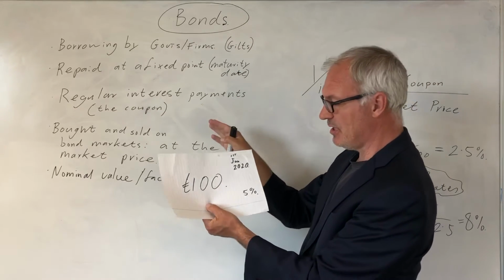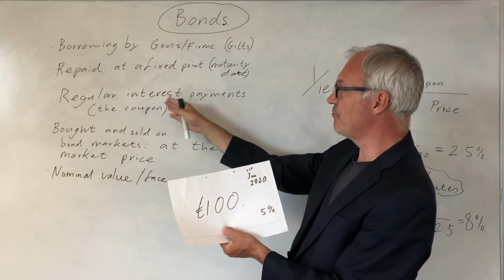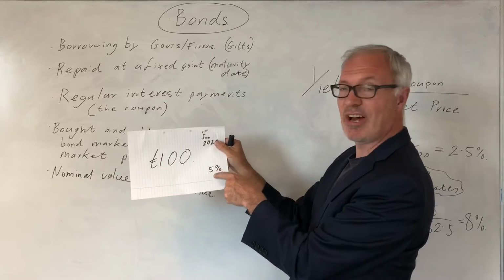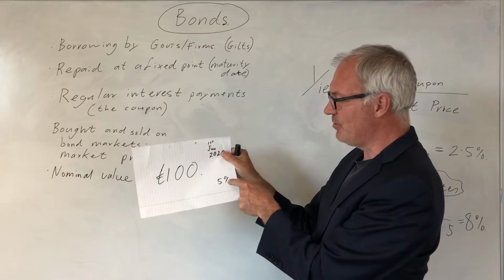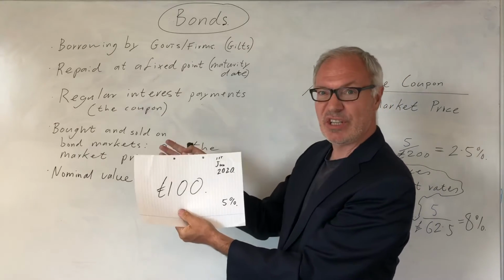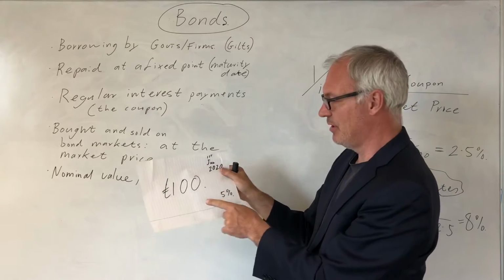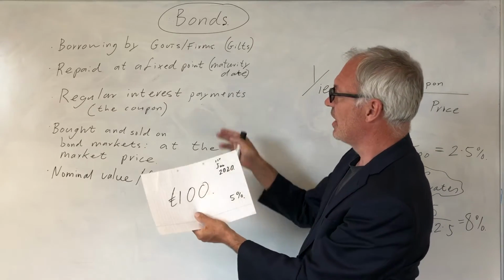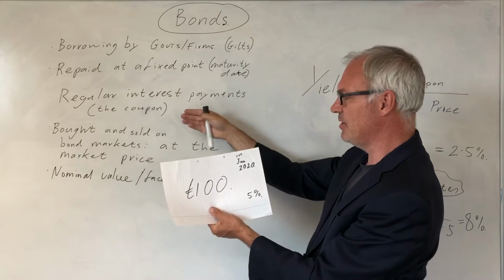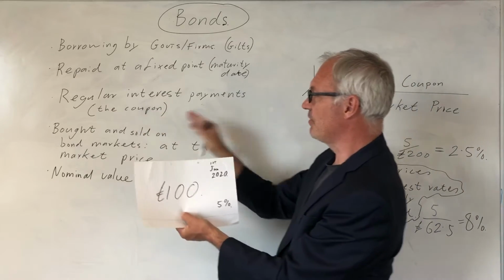And then the other key thing about most bonds is you get a coupon, you get a regular interest payment. So on this bond it says 5%, and that means you get 5% of the face value probably every year. So you're getting £5 every year, and that will be called the coupon, and that is the interest payment. Okay, and that's £5, and that's known as the coupon.